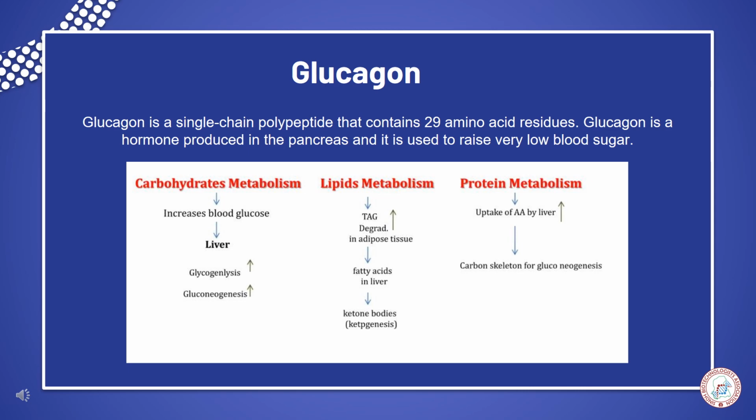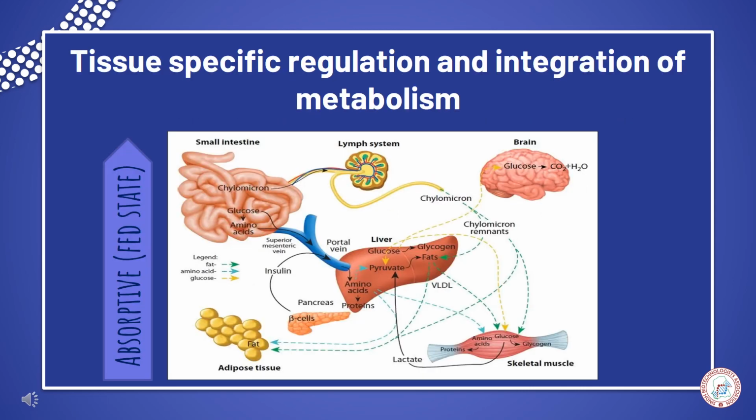gluconeogenesis. As we discussed previously about the different states inside the body, on the basis of all these states, now we are going to see what the tissue specific regulation of metabolism is, and how it is integrated on a tissue specific level. So we talk about the fed state or the absorptive state. As you can see, all the main tissues are mentioned in the slide: the liver, the skeletal muscle, the adipose tissue, and the brain.